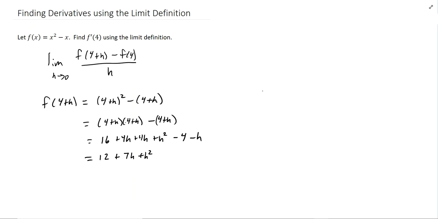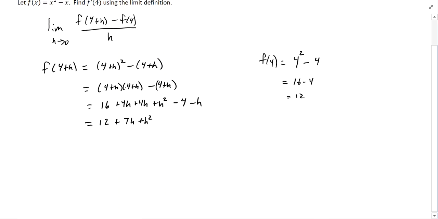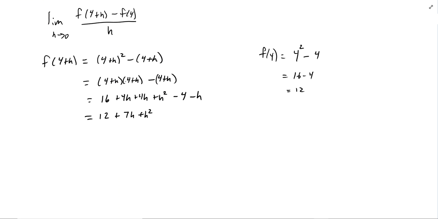And the other piece on the top is the f of 4. And f of 4 is you just plug 4 in for x, so it's going to be 4 squared minus 4. So 16 minus 4 would give us 12. So now I'm ready to look at doing the derivative. I know that f prime of 4, let's put those into the formula. That will be the limit as h goes to 0 of this 12 plus 7h plus h squared.